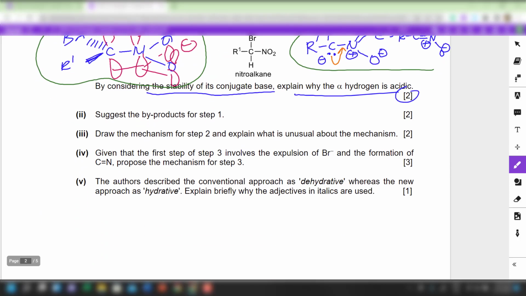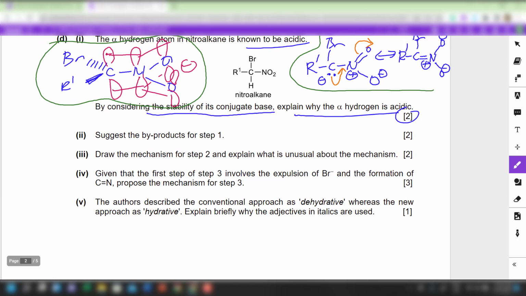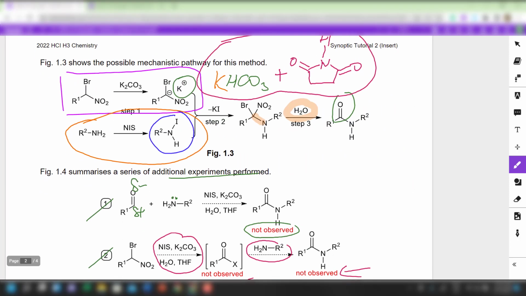Okay, yep. Then for part 3, we are required to draw the mechanism for step 2 and explain what is unusual about the mechanism. Okay, so for step 2, let's take a look at step 2. Okay, so I'm just going to erase because it's a little bit messy here.